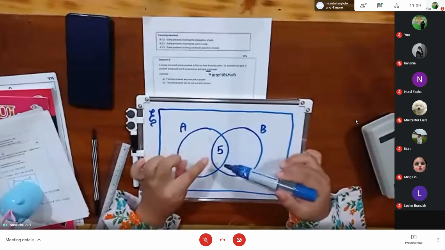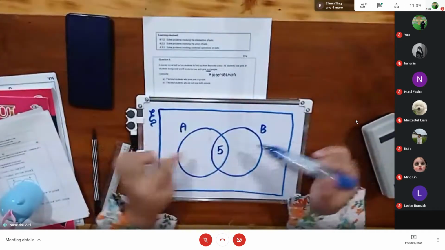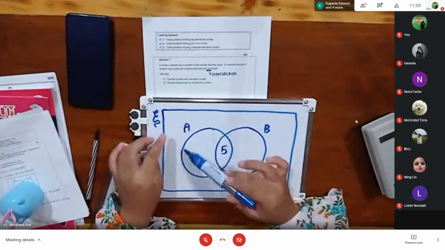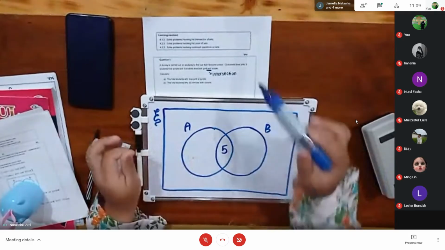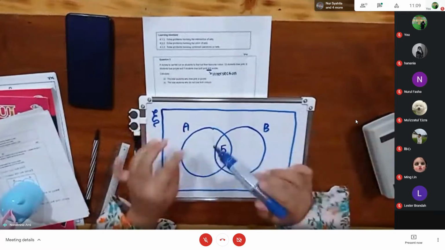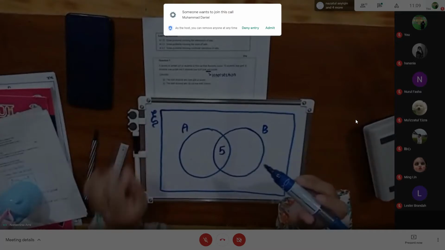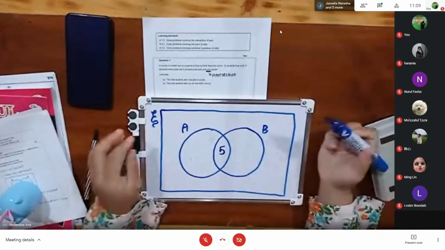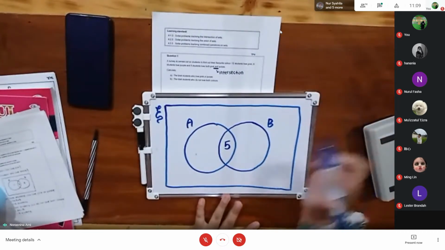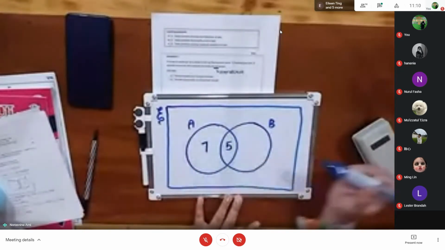So now we already know the intersection part, which is 5 people, so we can determine who likes pink only, who likes purple only. Students who like pink only are in this part. There are 12 students who like pink, then we minus 5. That will be our answer for students who love pink only. So 12 minus 5 is 7. Yes, this part is 7.